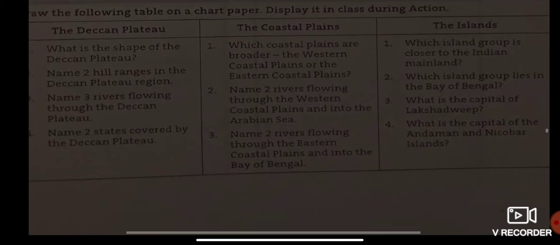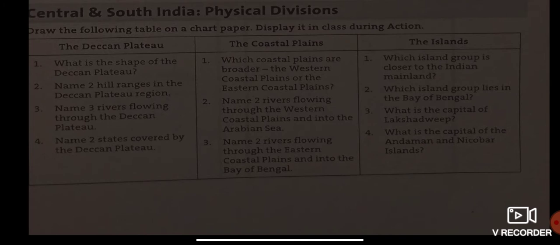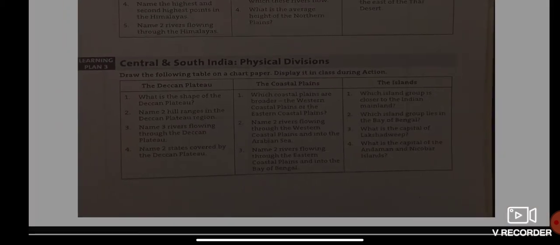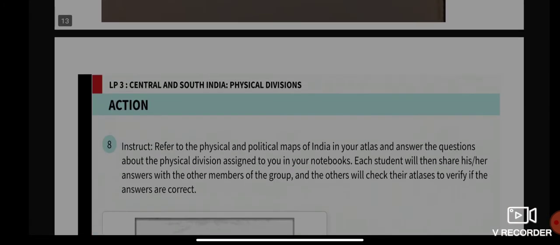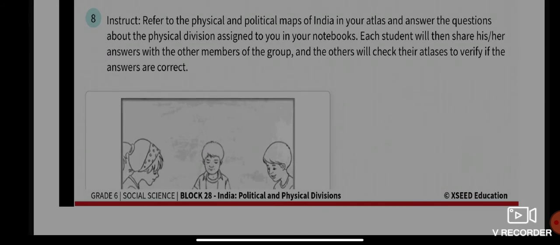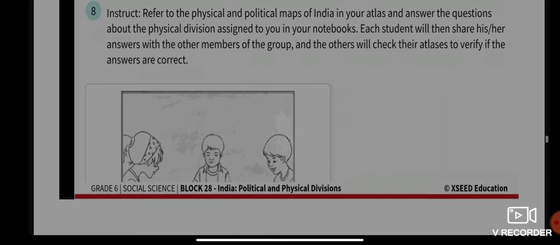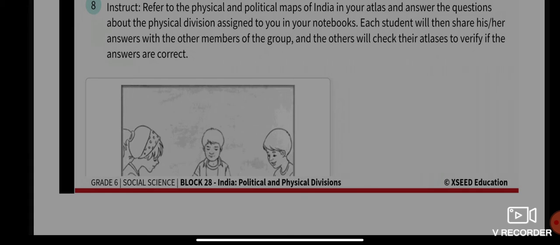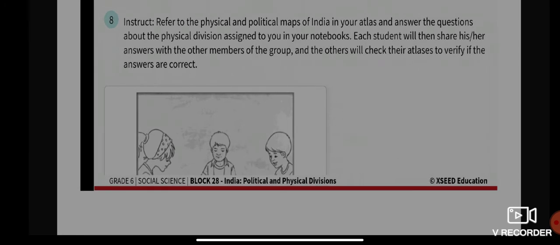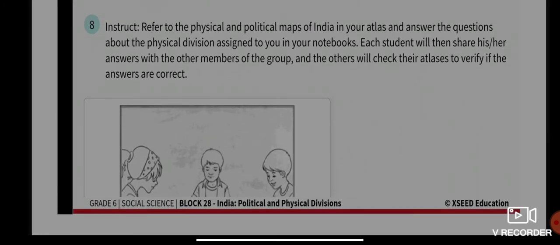You don't have to write the question, you can simply note down the answer. Okay, you can pause the video, see the question for yourself and then find the answer with the help of the physical map of India. Alright, so you have to refer to the physical and also the political map of India in your atlas, and you have to answer the given question about the physical division that is assigned to you in your notebook. Like I said, you can just write the answer. Okay, don't waste your time writing the question.